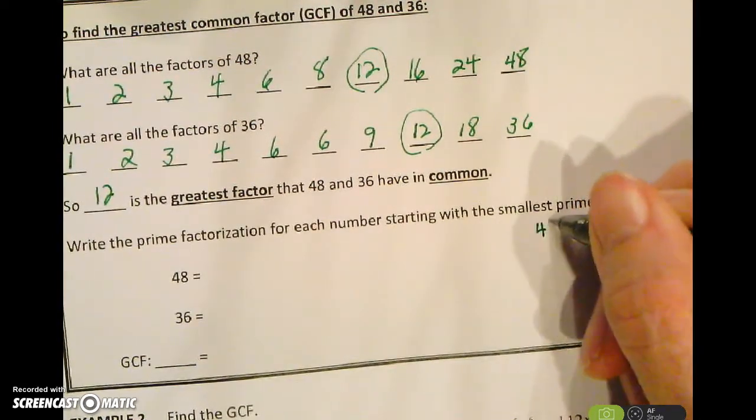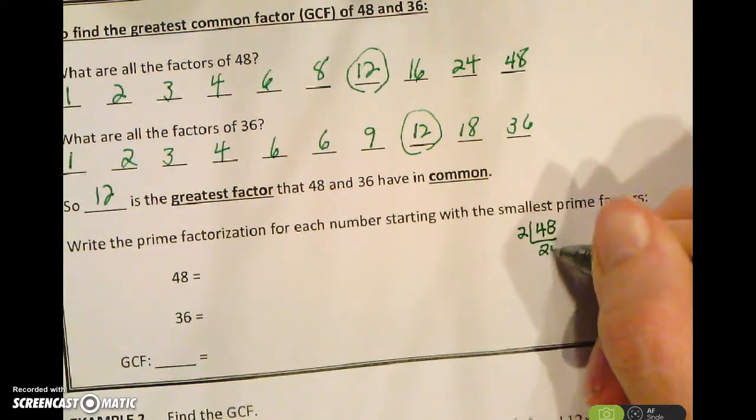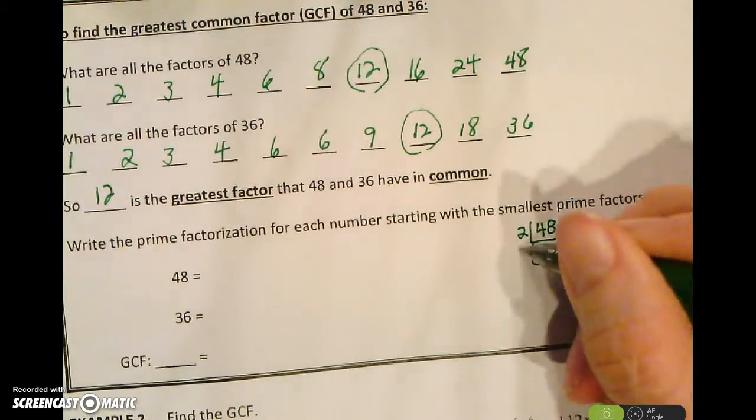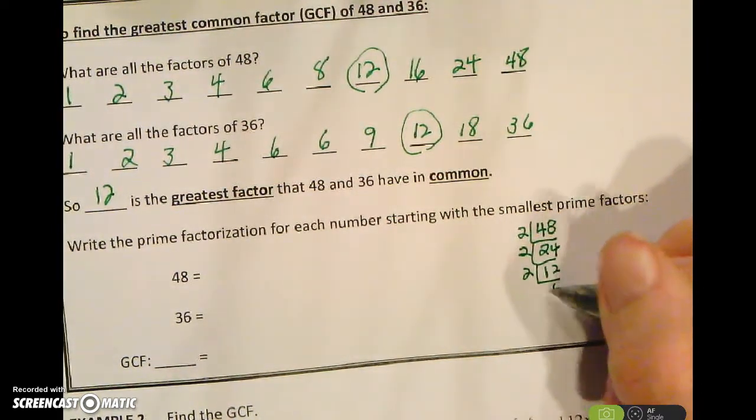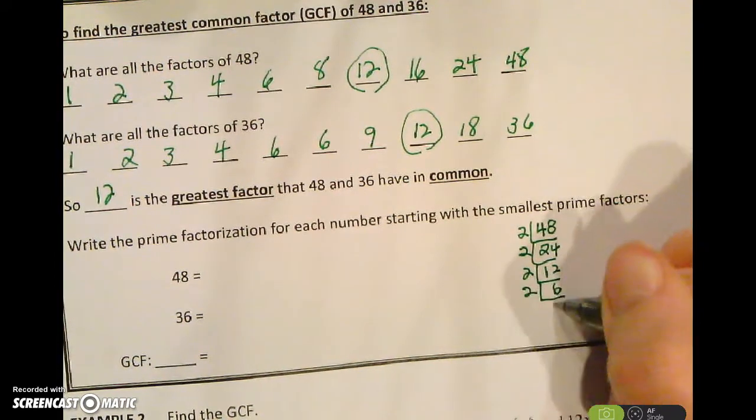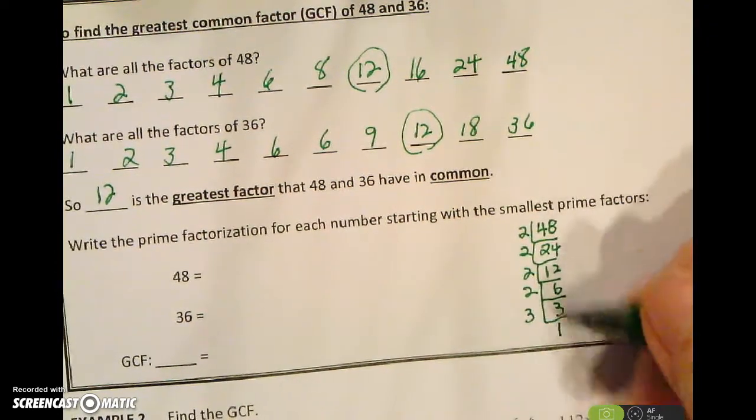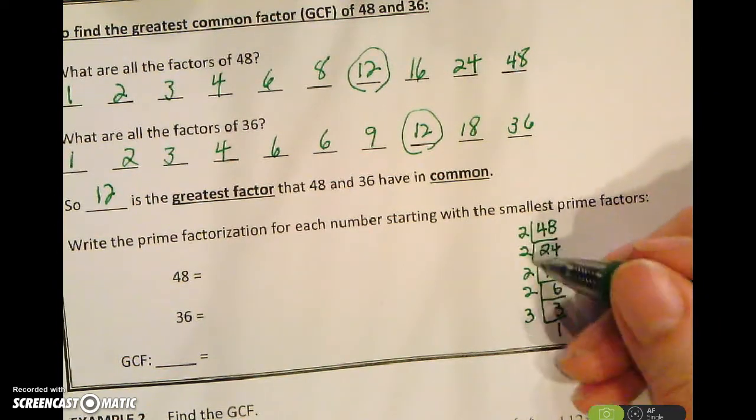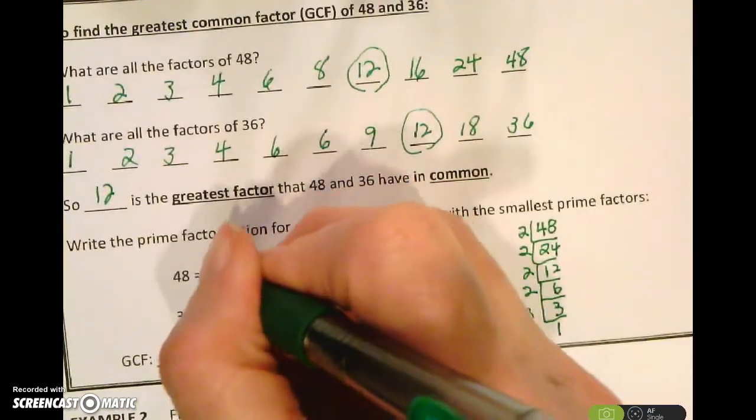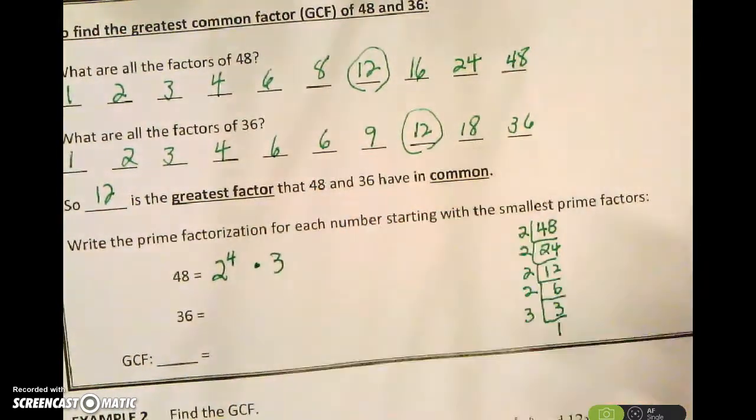So if I have 48, I'm going to do it this way. 2 goes into it 24 times. 2 goes into 24 12 times. 2 goes into 12 6. 2 goes into 6 3. So 2 won't go into that, but 3 goes into it 1 time. Once I come down to a 1, I'm finished. So I'm going to have 2 to the 4th power times 3.